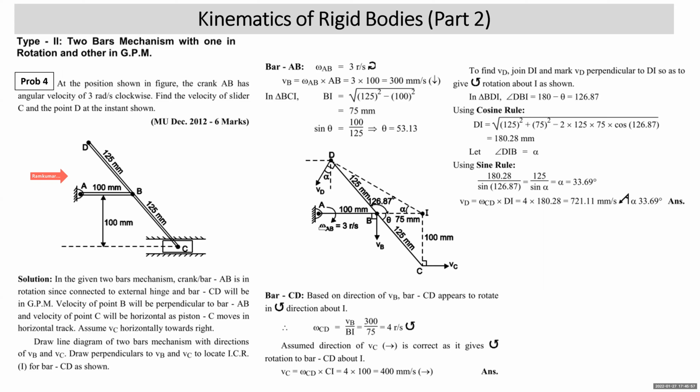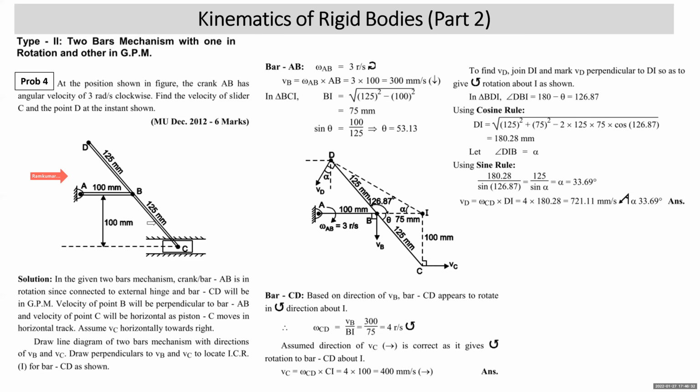Now we draw the line diagram. We have shown the line diagram, bar AB, bar CD, hinged at B. Omega AB is 3 radian per second. Length AB is 300 mm. So if you consider motion of bar AB, then VB will be omega AB into distance AB. Omega AB is 3, this is 100 AB. So VB is 300 mm per second. All right. Now here, velocity of point C as for bar CD, and C is connected to a collar which is made to move in a horizontal track.